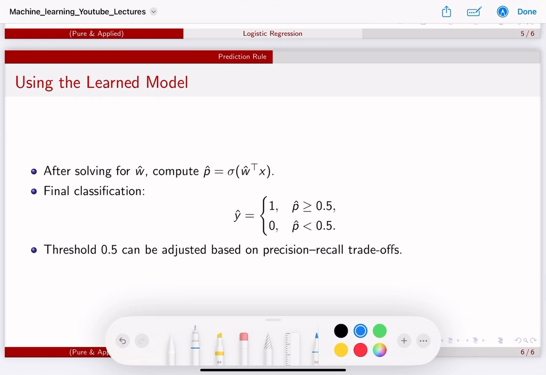And once we find that optimal weight vector, given a new feature vector x, we're gonna just take that and dot product it with the optimal omega, then compose with the sigmoid function to get a real number between 0 and 1, which we're gonna regard as the probability of the label being 1. So we're gonna use this as the probability of the label being 1, and we're gonna predict the label of x to be 1 if p hat is bigger than or equal to 0.5 and 0 otherwise.